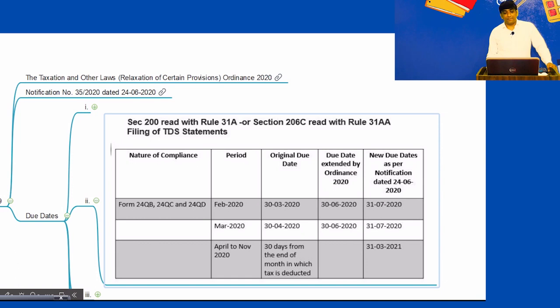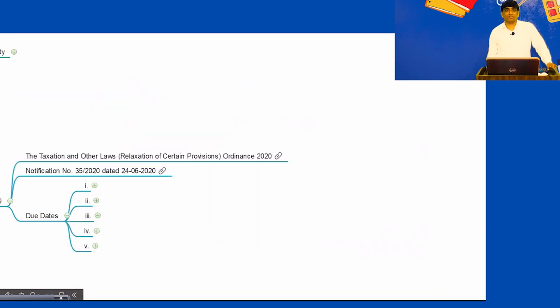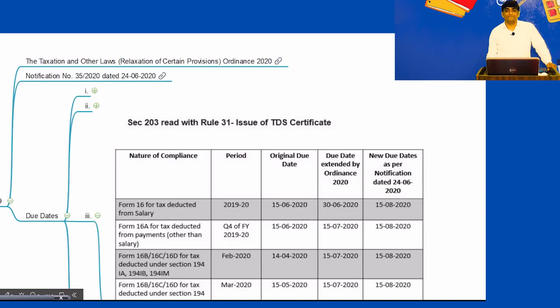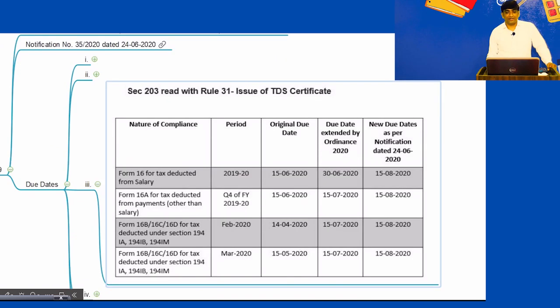But for other compliances, April to November 2020, because it was required to be filed within 30 days from the end of the month, compliances which are required to be filed before 31st of December are already extended to 31st of March 2021. Hope you are getting clear, guys.